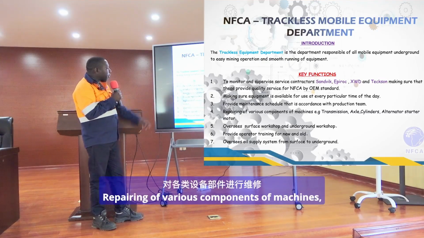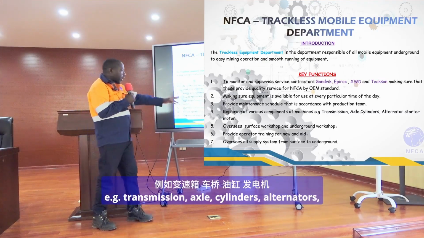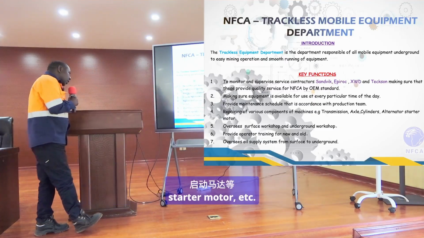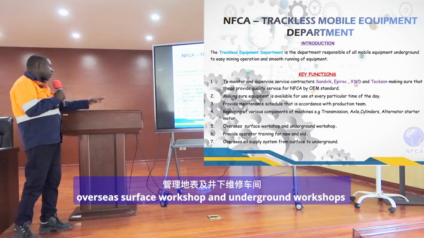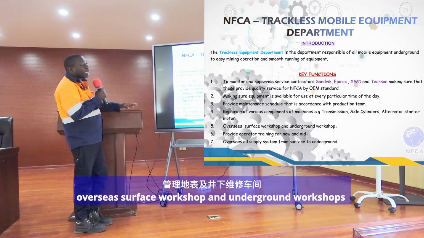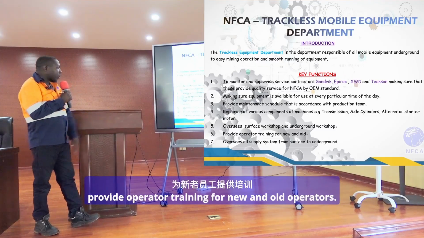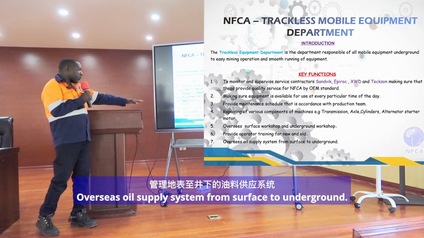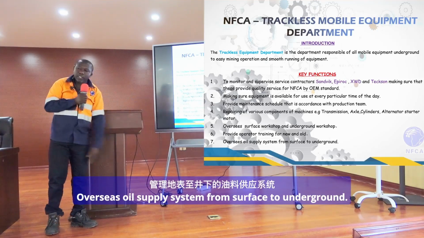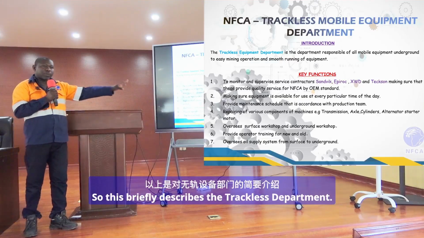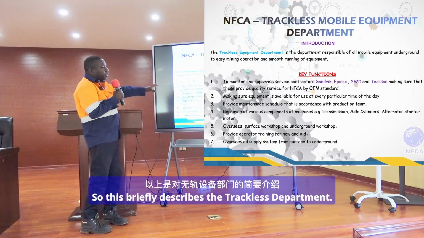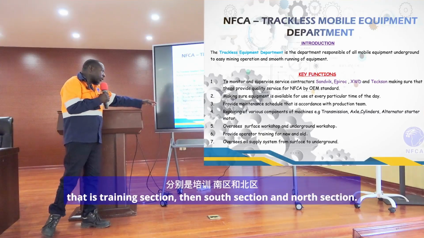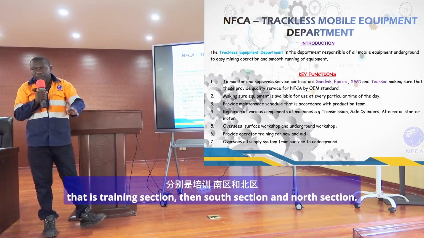Repairing of various components of machines, e.g. transmission, axle, cylinders, alternators, starter motor, etc. Also oversees surface workshop and underground workshops. Provide operator training for new and old operators. Oversees oil supply system from surface to underground. So this briefly describes the Track Race department. So in total we have 3 sections, that is training section, then south section and the north section.